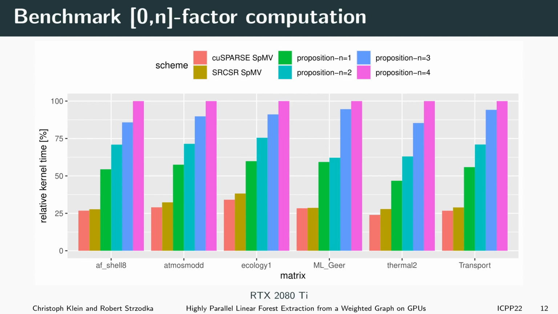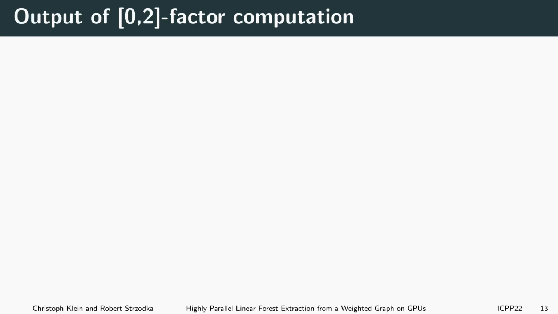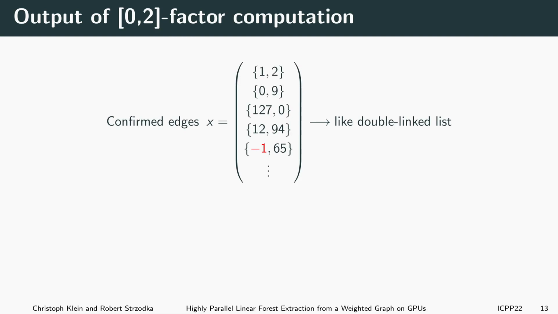So, and yeah, what does this actual result then look like? So what is the output of this 0,2 factor computation? That is a vector of confirmed edges. So for example here we have vertex 0, and vertex 0 has a confirmed connection to vertex 1 and 2. And of course then vertex 1 needs to have a confirmed connection to 0, and here to 9, and the next one to 127 and to 0. This is the vertex 2.